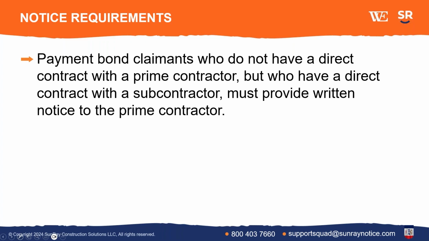And the notice has to go to the prime contractor. It doesn't go to the owner. It goes to the prime contractor. And that makes sense, because the prime doesn't have a contract with these potential lower tier claimants, so the notice has to go to the general contractor, so they're on notice that those entities exist and are making a claim. Next slide.